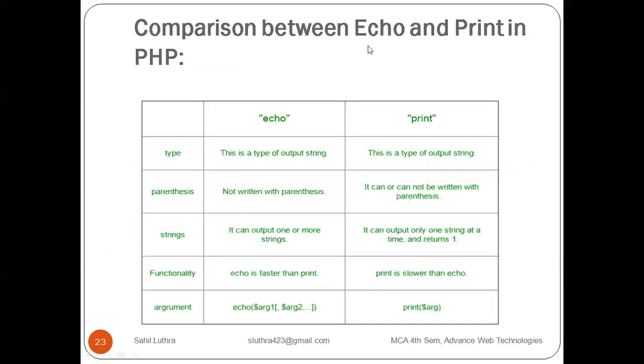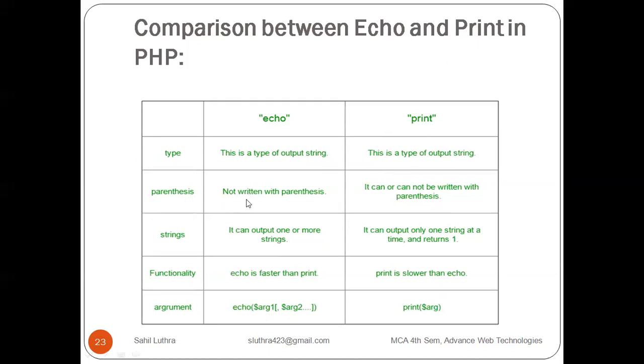Next thing is comparison between echo and print in PHP. So the first one is type. What is the type of echo? This is a type of output string. And what is the type of print? It is also a type of output string in PHP.